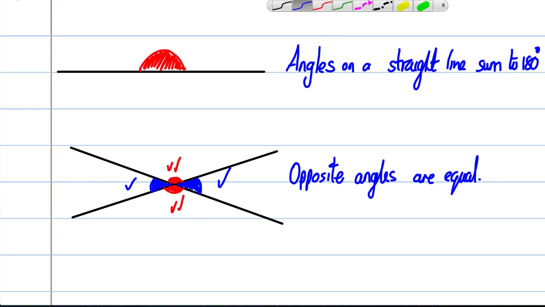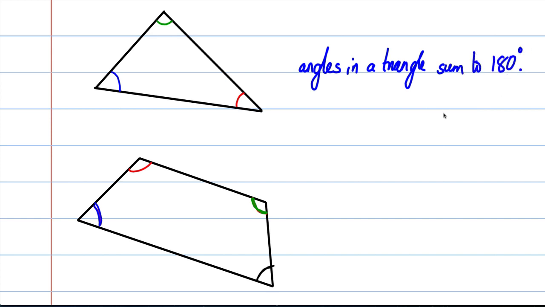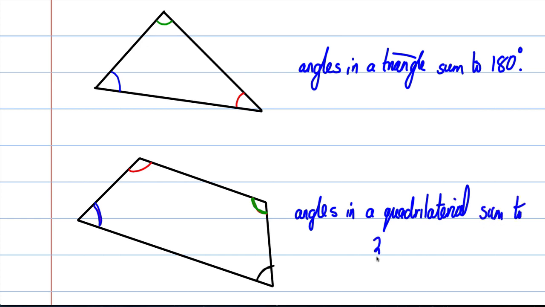Okay, what else do we need to know? What other big ideas do we need? Well, this picture here is supposed to say that angles in a triangle sum to 180 degrees. Again, you should know that, fairly straightforward. And here, this one is that angles in a quadrilateral, quad meaning four, so a four-sided shape, sum to 360 degrees. Again, you should know that.